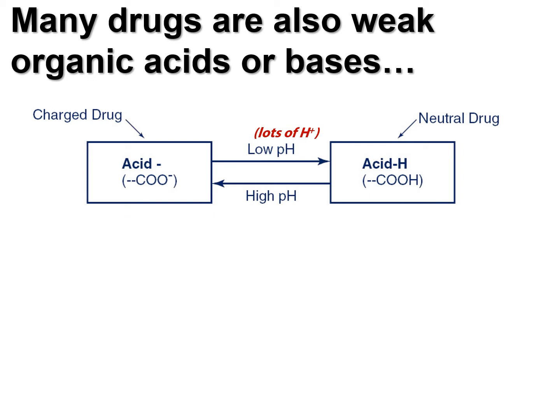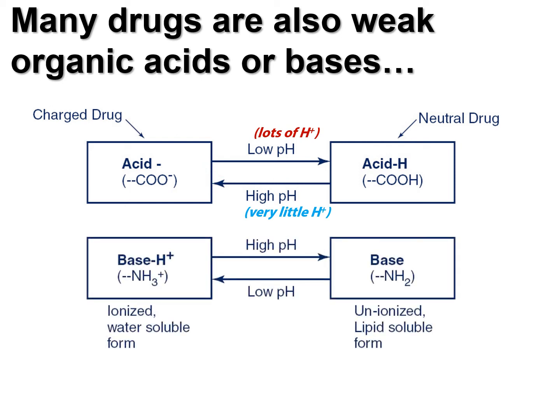If we make it more alkaline with very little H+, that H will dissociate off, and now we find ourselves in this form where we have a COO-. This is a charged drug. This has a weak ionic charge, much less likely to penetrate a plasma membrane or a tissue membrane. And the opposite is true of bases, so I don't want you to get confused here.